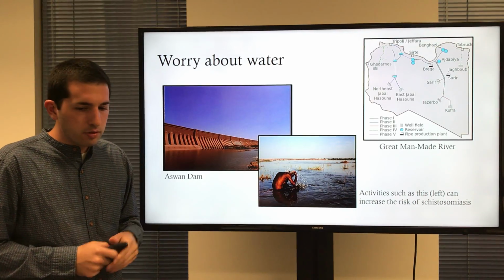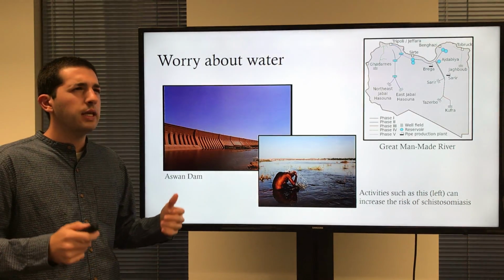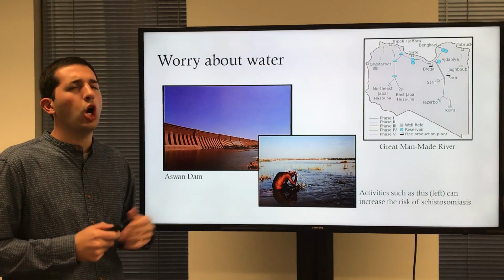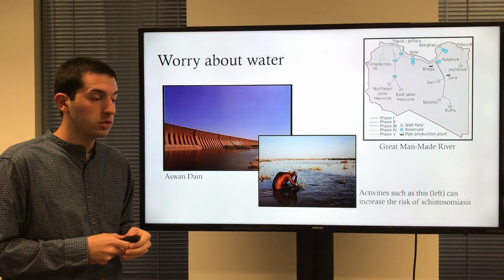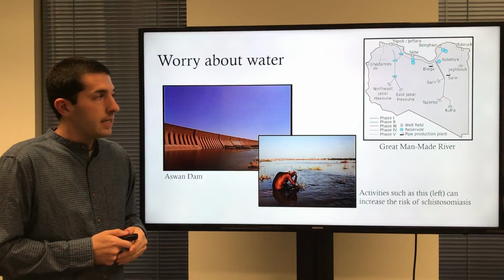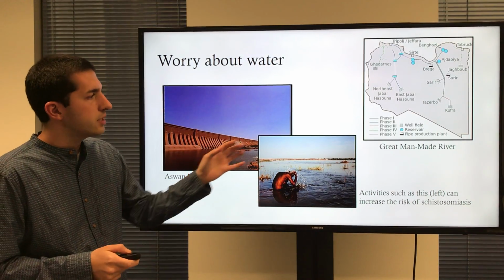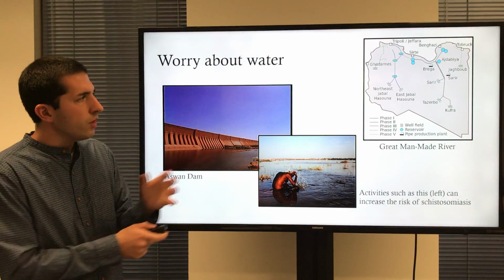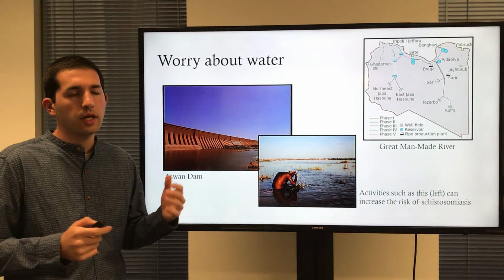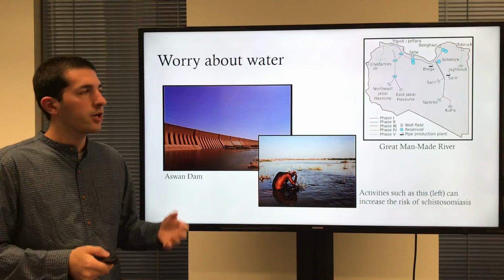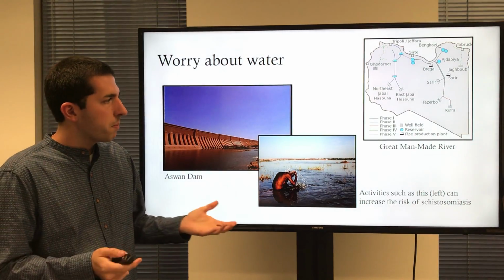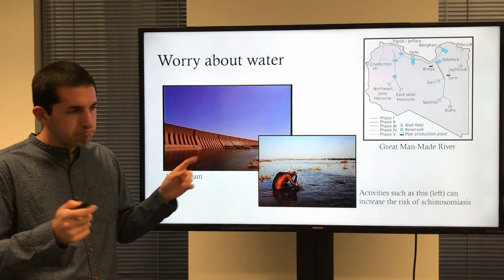Great Man-Made River, termed by Muammar Gaddafi. He called it the eighth wonder of the world, something that he led up. It's the largest irrigation system and piping system in the world. It's to get water inland into areas, again for irrigation, for agriculture, in the country of Libya.